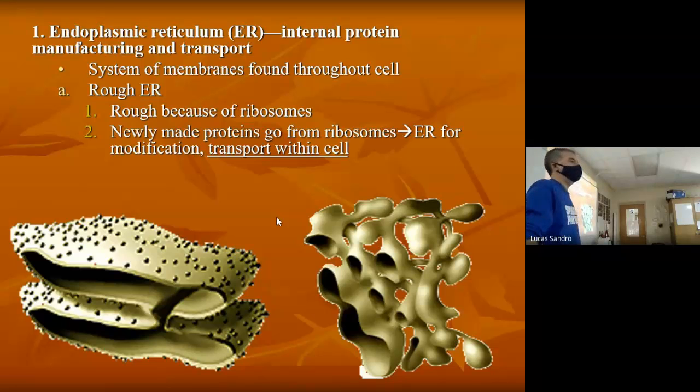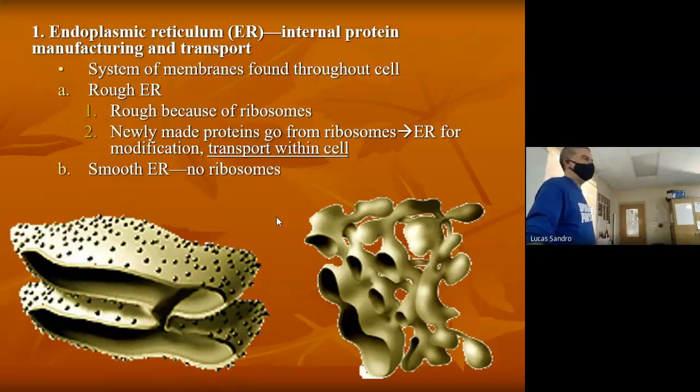Then there are sections of the ER that look different because not only are they smooth, but you can kind of see they look a little more, I don't know, bubbly. I don't know how to describe it. Honeycombed. Anyway, that's the smooth ER. Smooth because there's no ribosomes on it.